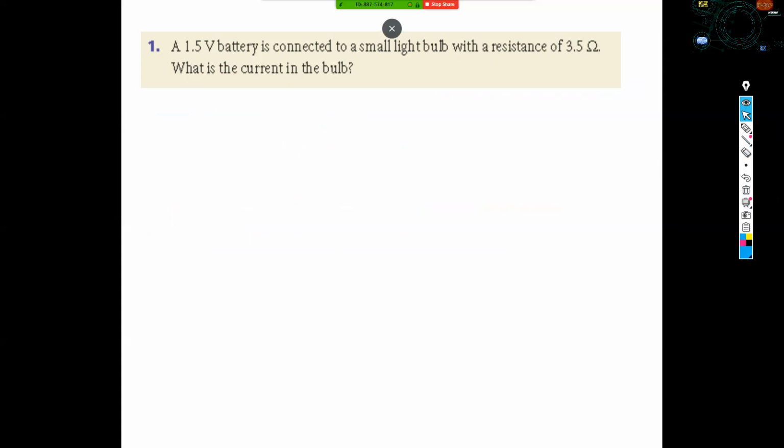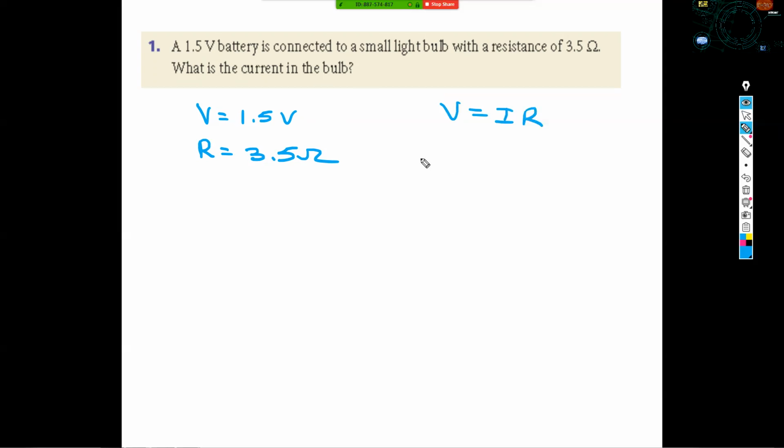All right. So a 1.5 volt battery is connected to a small light bulb with a resistance of 3.5 ohms. What is the current flowing through that bulb? Okay, potential difference voltage is 1.5 volts. Your resistance is 3.5 ohms. I'm trying to find current, V, I and R, Ohm's law. So 1.5 equals current times the resistance of 3.5, and you'd be dealing with 0.43 amps or 0.43 coulombs per second.